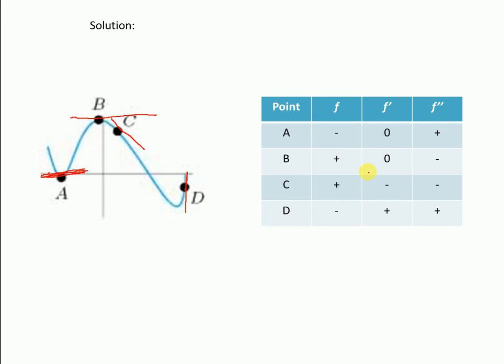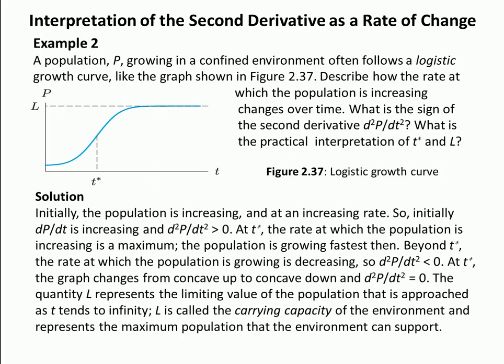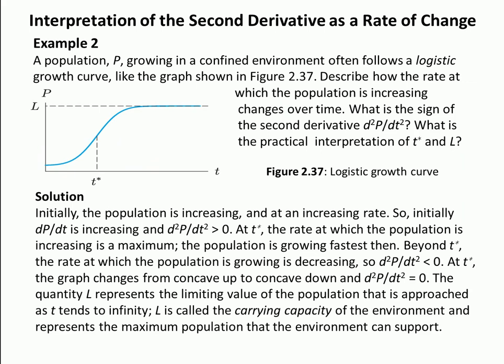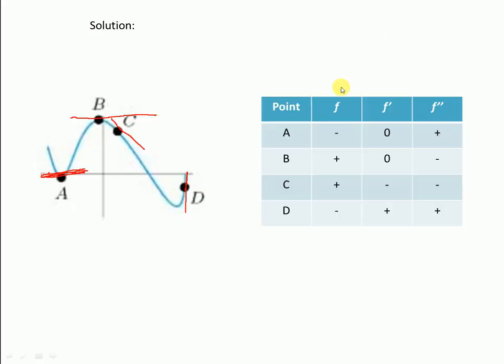So that is the end of section 2.4. Yes, that's the end of section 2.4. Oh, there's one more example. Oh, sorry, this is not. Okay, so this is the end of section 2.4, the second derivative.